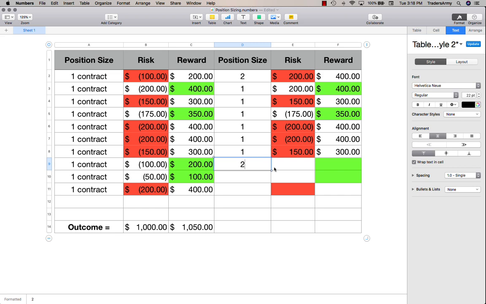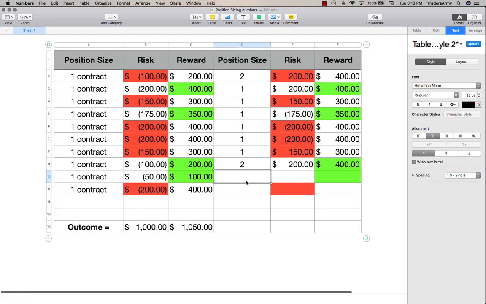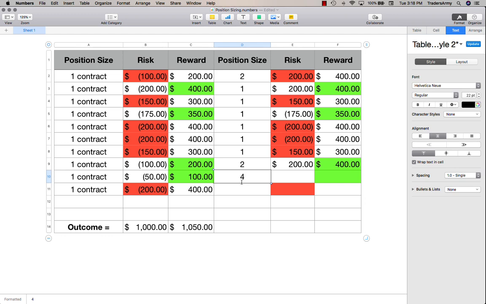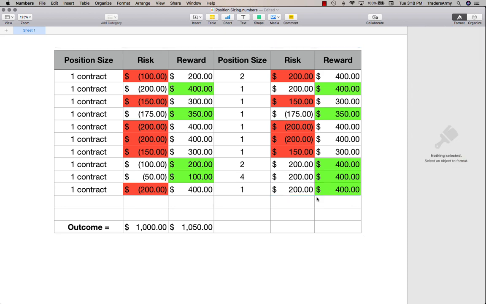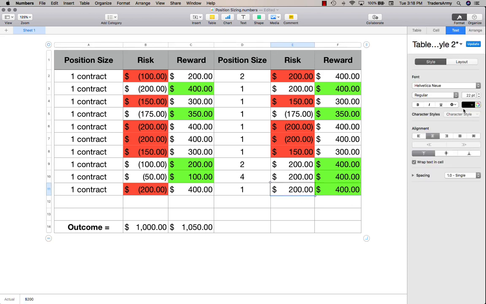On this one, we can do 2 contracts, which puts our risk at $200 to make 400 at a 2-to-1. This one has $50 worth of risk per contract. So in this one, we can actually do 4 contracts, and that'll get us right at $200 risk to make $400 reward. And then on this final 10th trade, it's $200 to make 400 on a single contract. Now let's explore what the difference is. We lost money on this last one as well, so we'll keep all the losers.